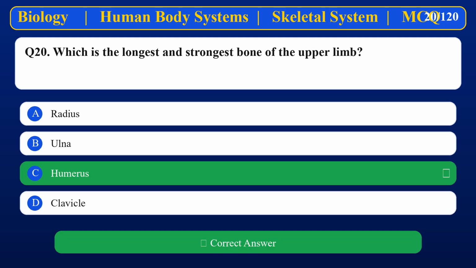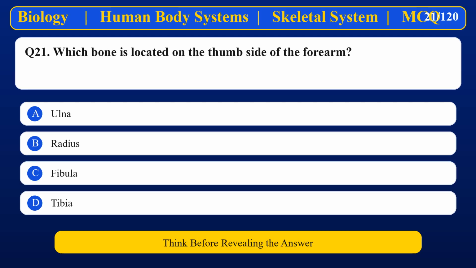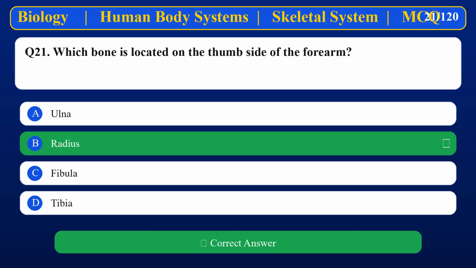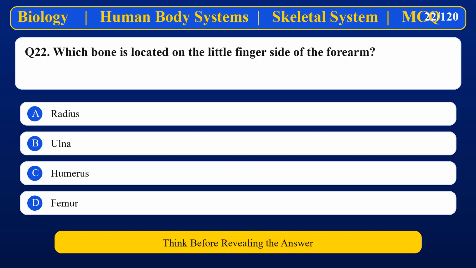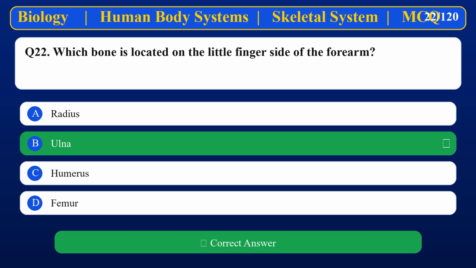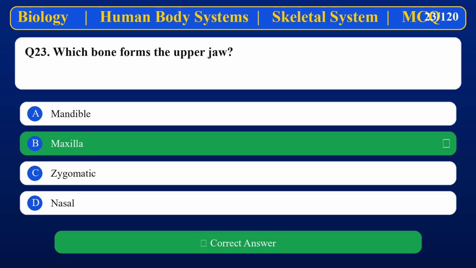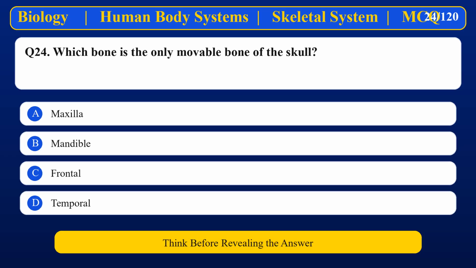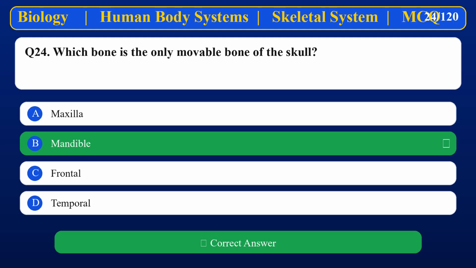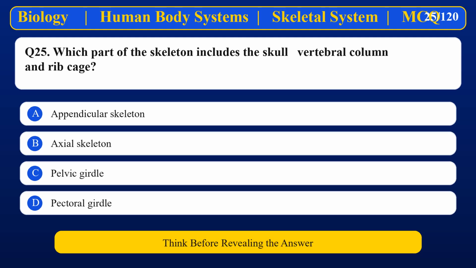Which is the longest and strongest bone of the upper limb? Humerus. Which bone is located on the thumb side of the forearm? Radius. Which bone is located on the little finger side of the forearm? Ulna. Which bone forms the upper jaw? Maxilla. Which bone is the only movable bone of the skull? Mandible.